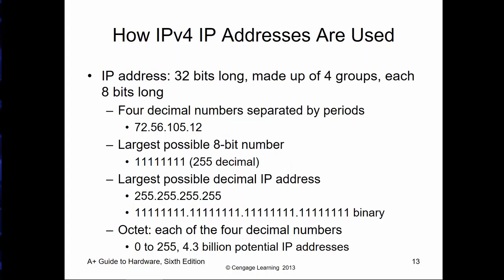So the important part to realize is an IP address for IPv4 is 32 bits long. That 32-bit group is actually broken up into four groups of 8 bits. And because there's 8 bits per group, we can represent each group with a number between 0 and 255. Because again, if you take that binary number of 8 bits and you manipulate the bits, you can have any combination between 0 and 255.